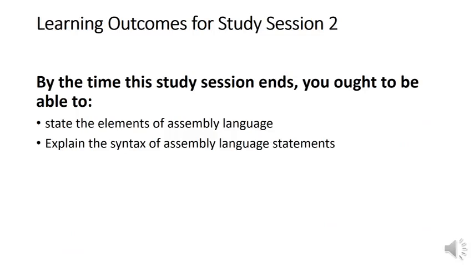But the learning outcome of this course unit is that students are expected, at the end of it, to be able to state the elements of assembly language and to explain the syntax of assembly language statements. This section talks about elements of assembly language statements, which comprise composition of assembly language programs, types of assembly language statements, and syntax of assembly language statements, before it takes us to the conclusion.